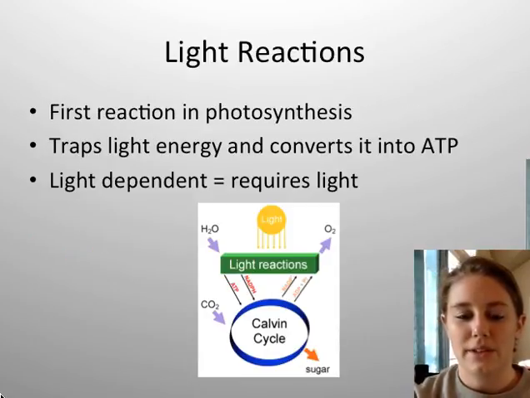There are two reactions that we need to learn about in photosynthesis. The first is the light reactions. This is the first reaction in photosynthesis, and this is where light is trapped and converted into ATP, adenosine triphosphate. This reaction requires light, and therefore we call it light dependent, needs light. So the light reactions require light.